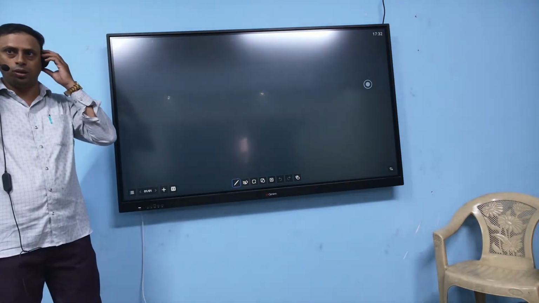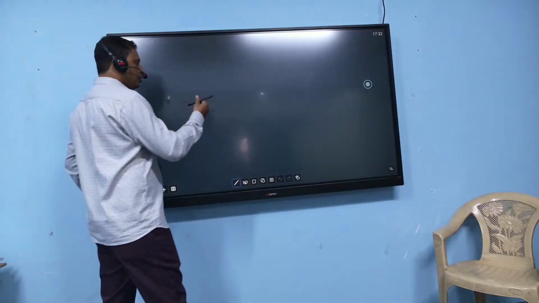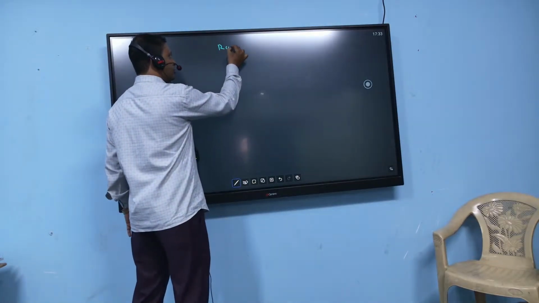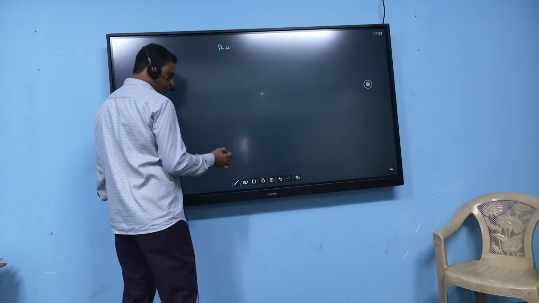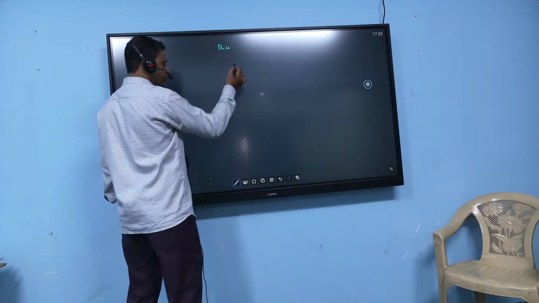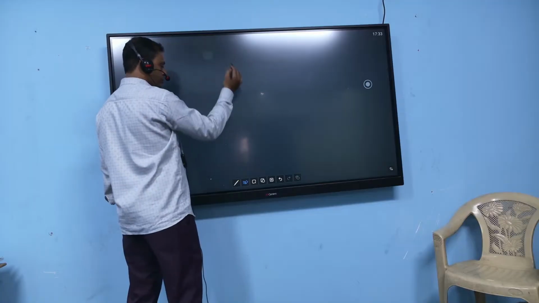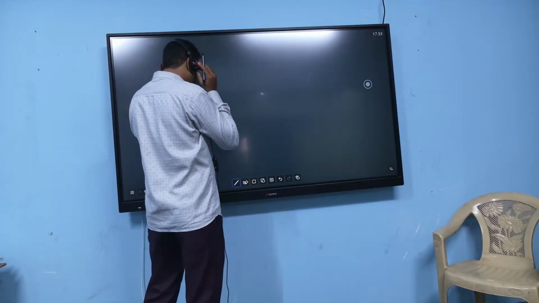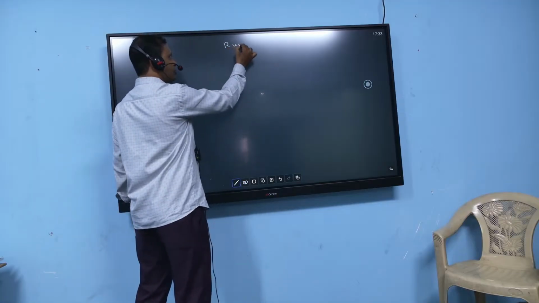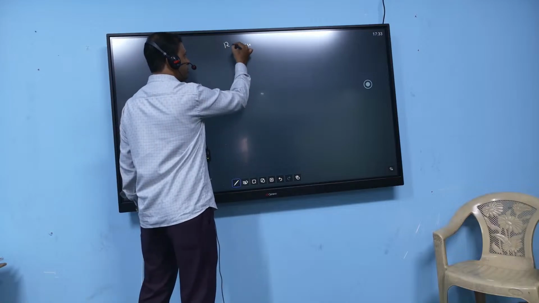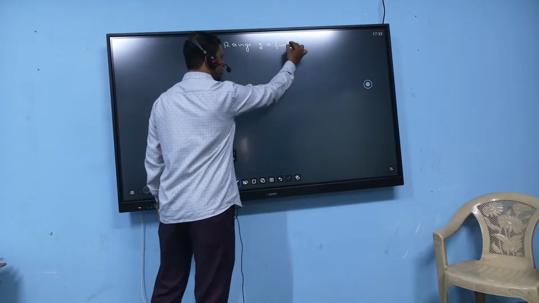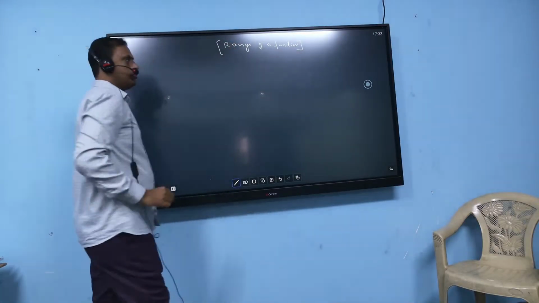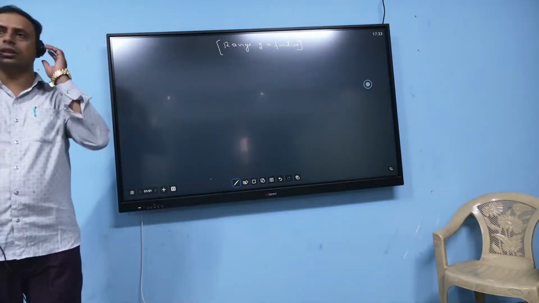Yesterday, in the last class, what did we do? Domain. Now we'll move on to range. Range of the function. How to find the range of the given function?